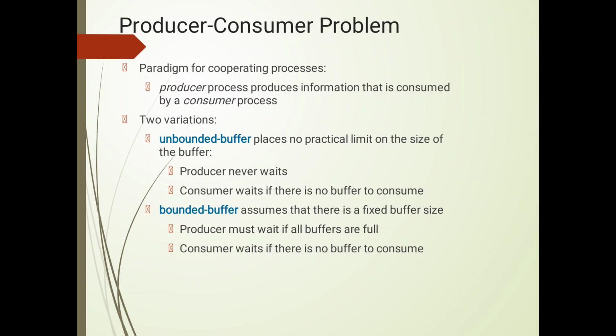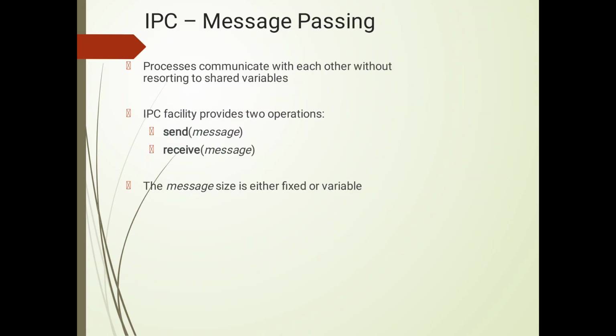Producer-consumer problem. Here the producer process produces information that is consumed by the consumer process. There are two variations. The unbounded buffer places no practical limit on the size of the buffer. The producer never waits, and the consumer waits if there is no buffer to consume. The bounded buffer assumes a fixed buffer size. The producer must wait if all buffers are full, and the consumer waits if there is no buffer to consume.